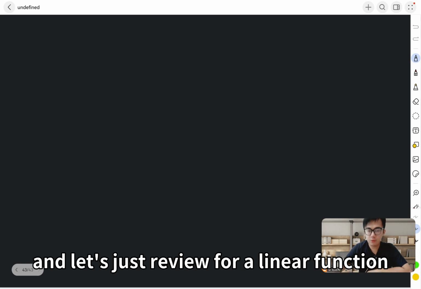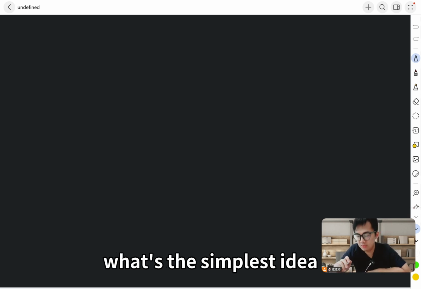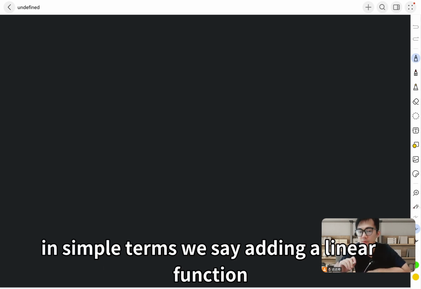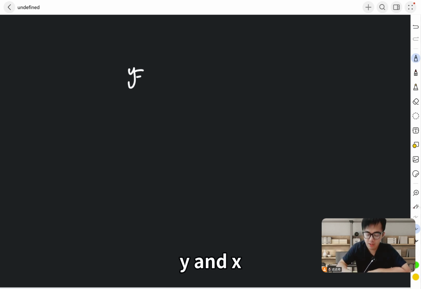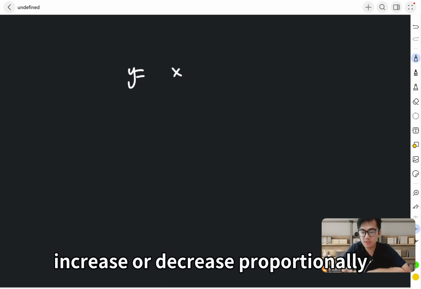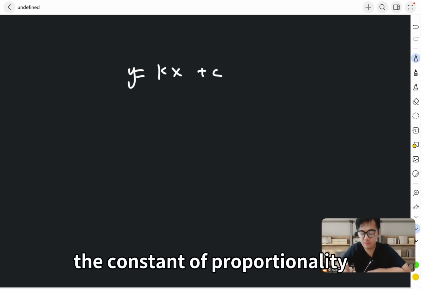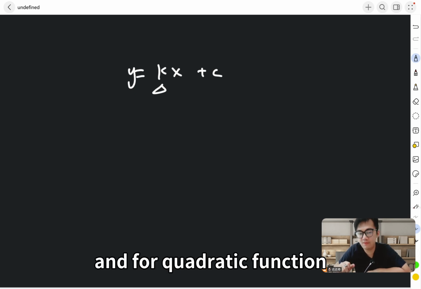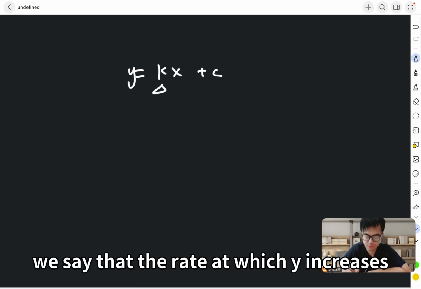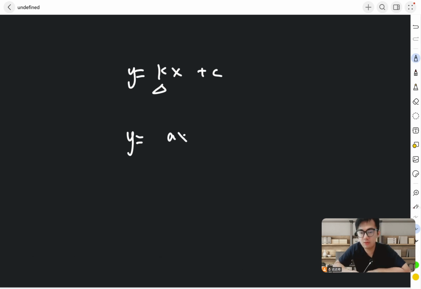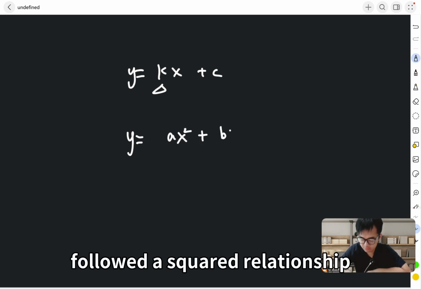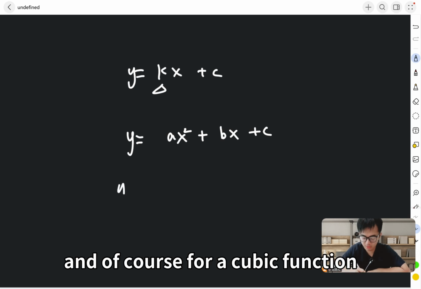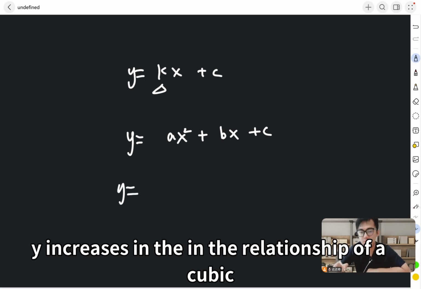Let's just review. For a linear function, what's the simplest idea? In simple terms, we say that in a linear function, y and x increase or decrease proportionally. The constant of proportionality is its slope, k. And for a quadratic function, the rate at which y increases relative to x follows a squared relationship. And of course, for a cubic function, y increases in the relationship of a cubic function.